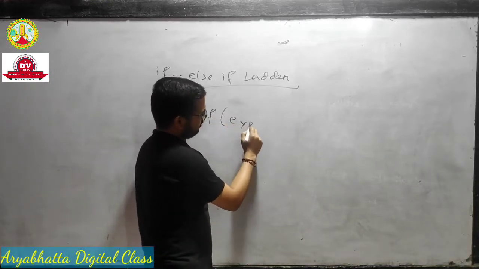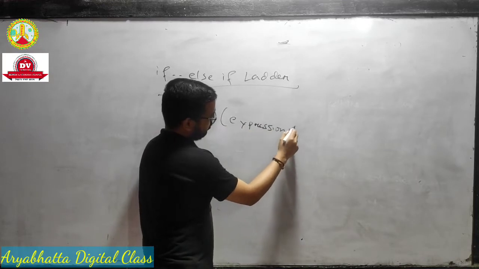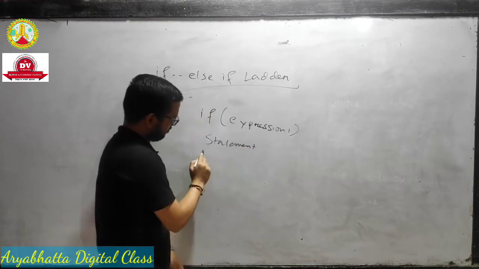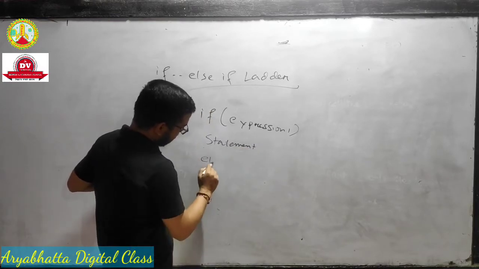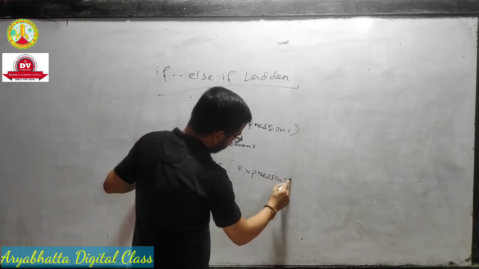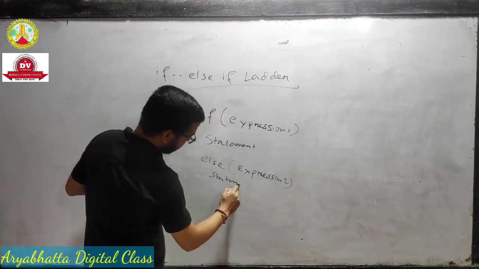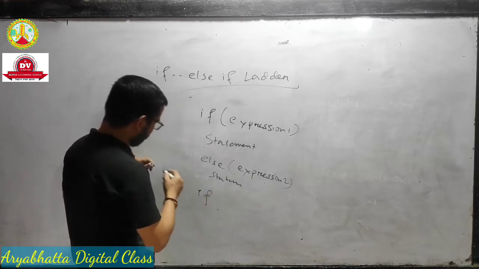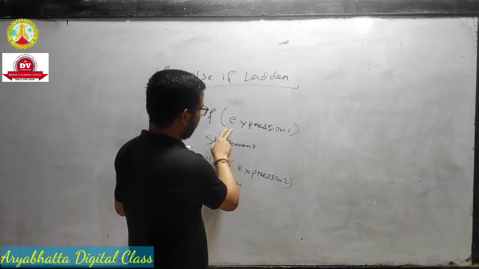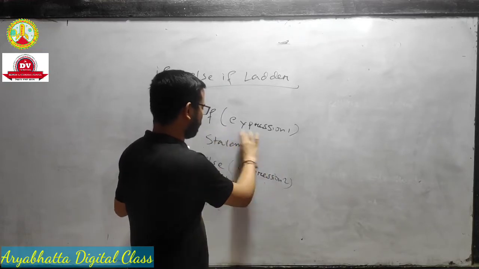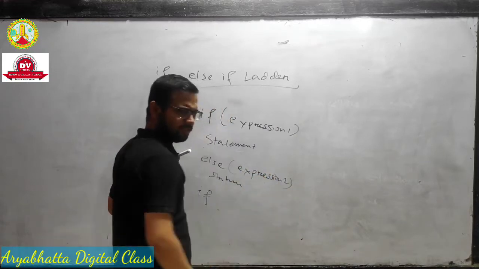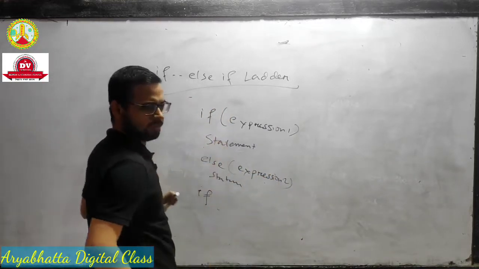Suppose if expression 1, this is the statement, else for expression 2, this is the statement, and last is again if. This statement we use for three conditions. Suppose if condition 1 is fulfilled, then this will be executed. If not, then this, or that. Actually, this is simply easy to use for three conditions.